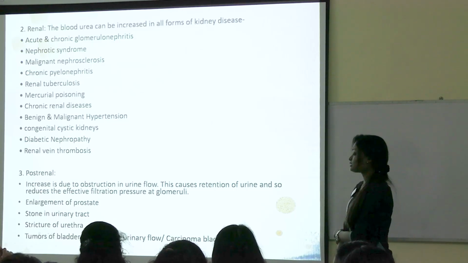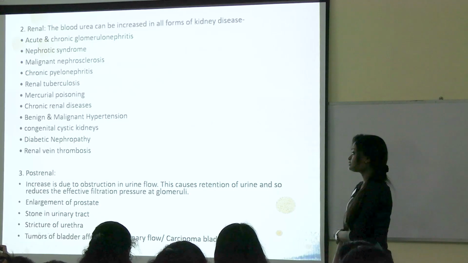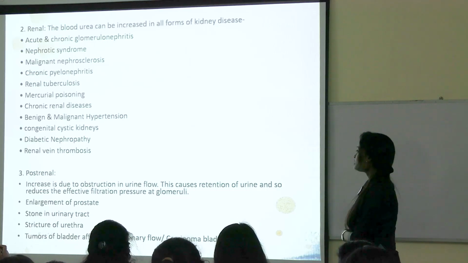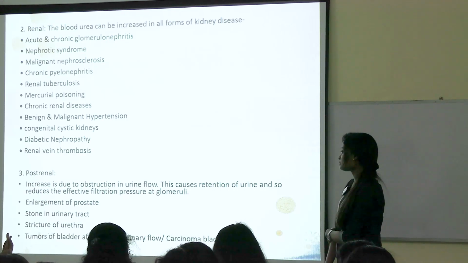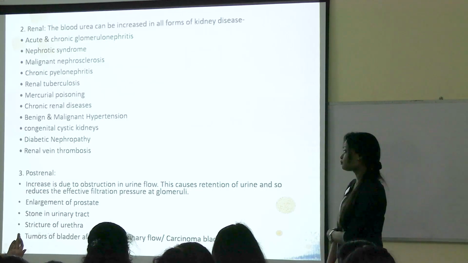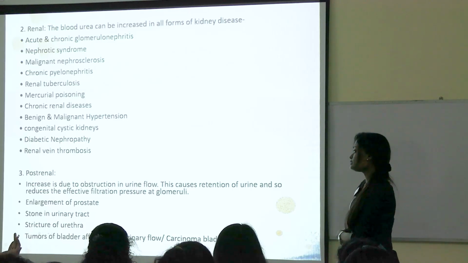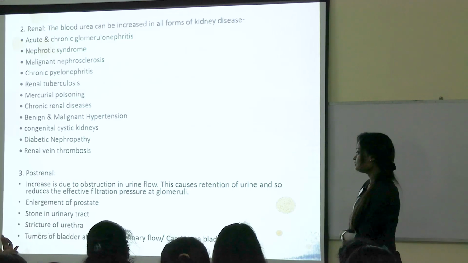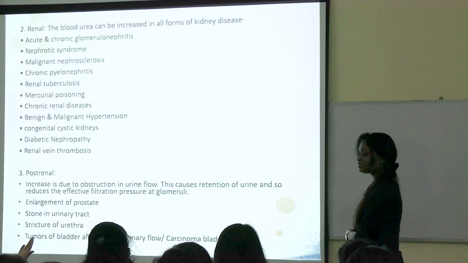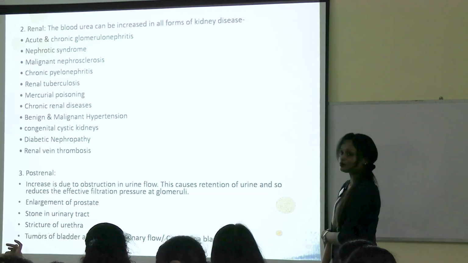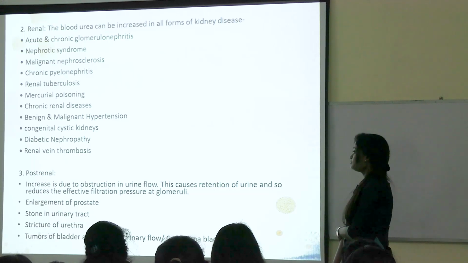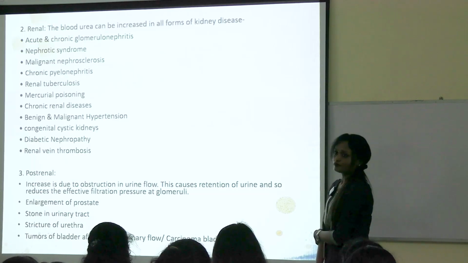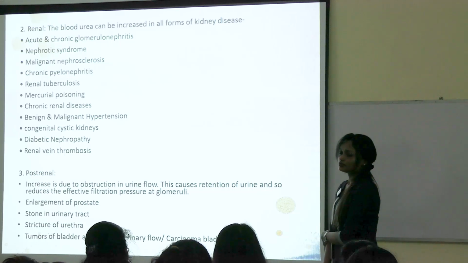And what are the post-renal causes? Increase is due to obstruction in the urine flow. This causes retention of urine and so reduces the effective filtration pressure at glomeruli. Enlargement of prostate, stone in urinary tract, stricture of urethra and tumor of bladder affecting the urinary flow, or carcinoma of bladder, the cancer of bladder. So these are the causes of raised urea.